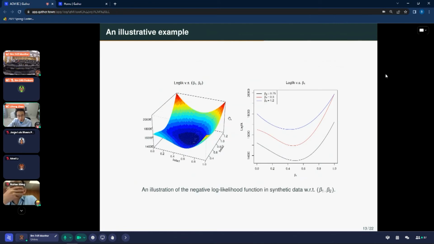Here are some numerical visualizations. I plot the log likelihood function with respect to beta 1 and beta 2. You can see that this function in general looks quite nice. Sorry, I plot the negative log likelihood function, so obviously it's not convex. But around the true parameters, you can see that it looks locally convex.